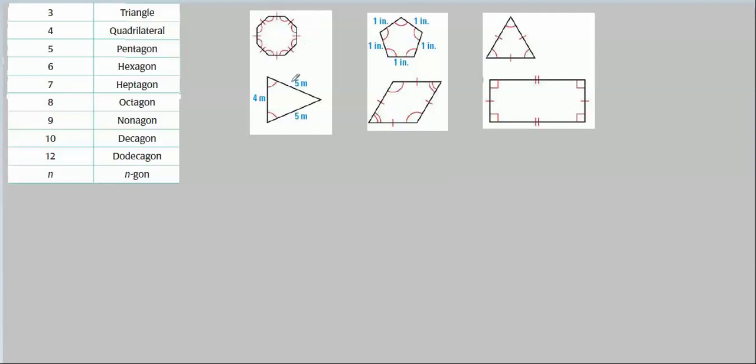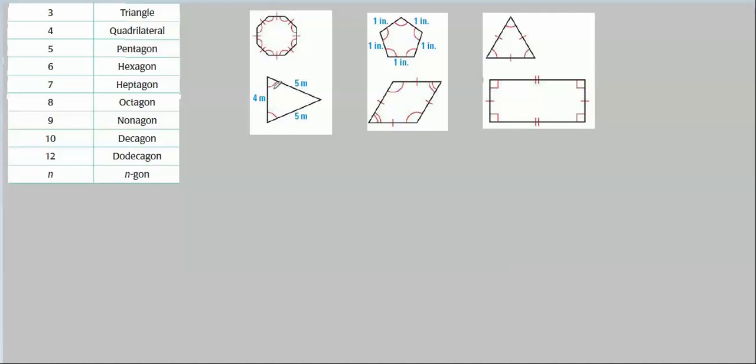Well, what about this one here? Is it equiangular? Well, these two angles are indicated as being equal, but not this one, and they all have to be equal to be equiangular. So the answer is no. Is it equilateral? Well, they tell you right here. This is 5 meters, and 4. 2 of the sides are the same, but this one isn't.